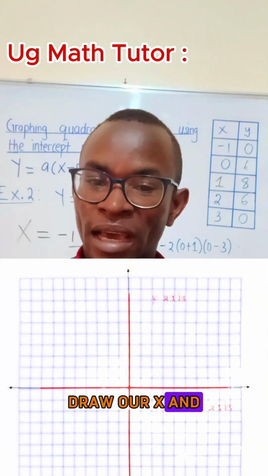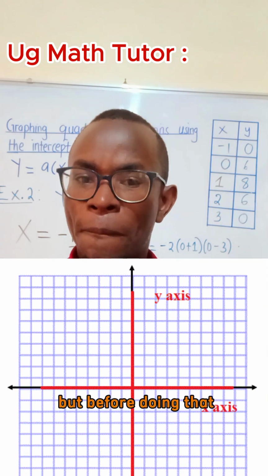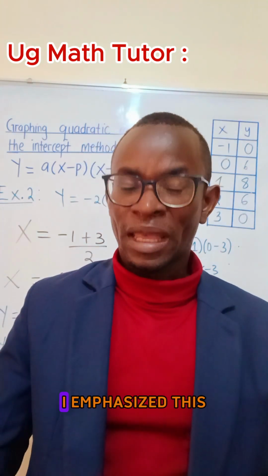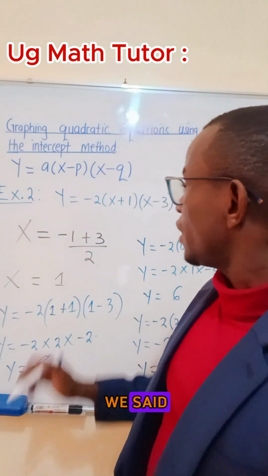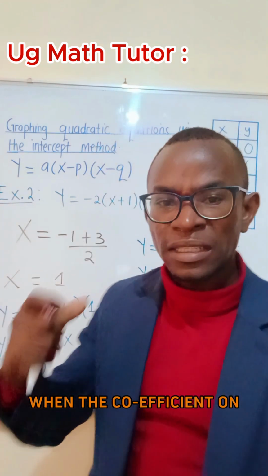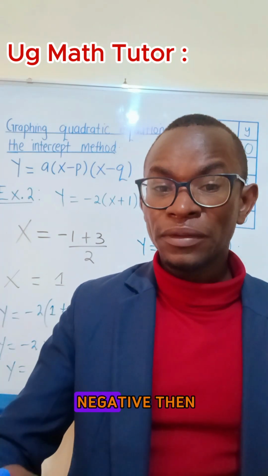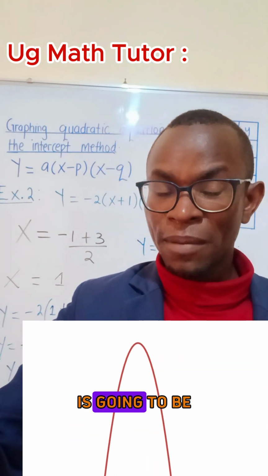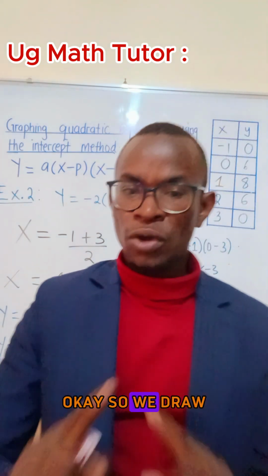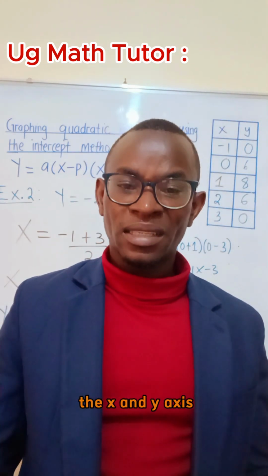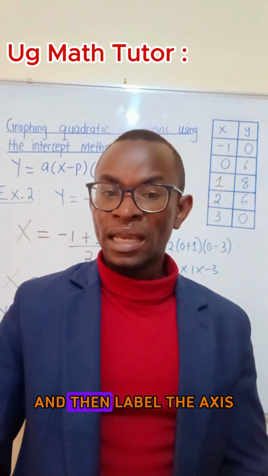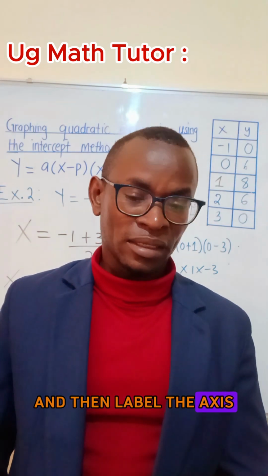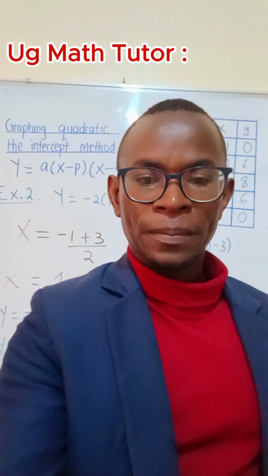Now, since we have the plotting values here, it implies that we are going to draw our x and y axis, then we graph. But before doing that, I emphasize this. We said when the coefficient on the first bracket is negative, then that means that our curve is going to be a maximum. Okay, so we draw the x and y axis, we demarcate and then label the axis. Okay, so let's do it.